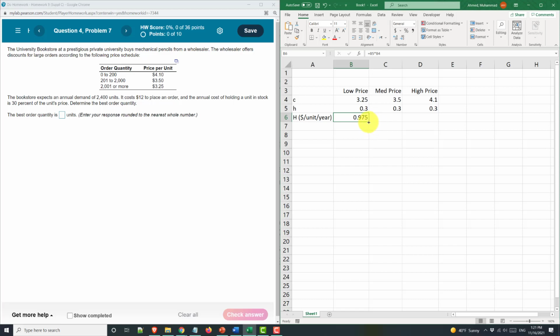Anyway, I go to the corner here and I drag the formula to the right and I get H for all three cases. Now let's put in the other data. Demand is just 2,400, annual demand in units. So D is demand in units per year. For 1 year, what is the demand? Ordering cost S is $12. What else? That is all we need.